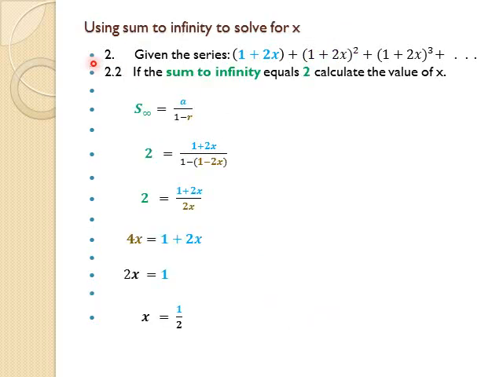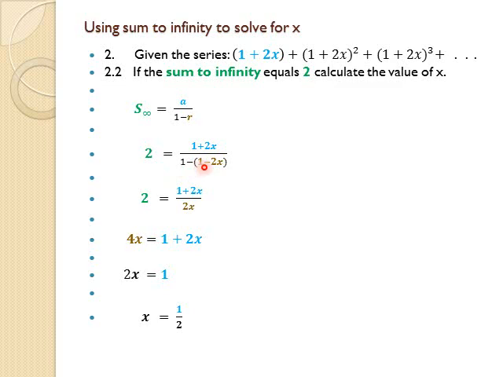Right, so here in the second problem that is given, they want, if the sum to infinity equals 2, calculate the value of x. Alright, so sum to infinity, I assume you remember, is a over 1 minus r. Sum to infinity equals 2. Right, they have for a 1 plus 2x, and we got r in the previous slide as 1 plus 2x.